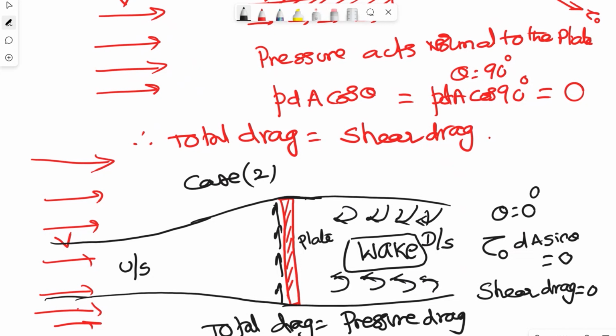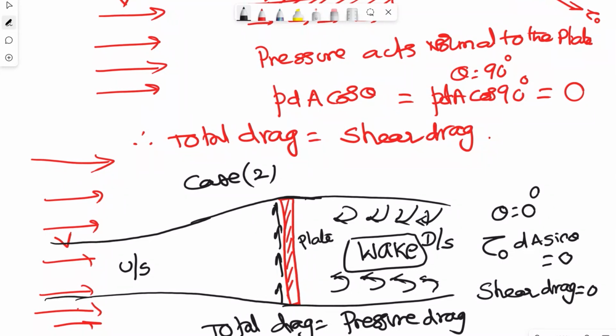I took two extreme cases: body parallel to the flow, body perpendicular to the flow. Body parallel to the flow, the whole thing is due to shear only. So the total drag is shear drag. Body perpendicular to the flow, there is a pressure difference on upstream and downstream. So the total drag is due to only the pressure drag. The shear drag is 0. So now naturally, if you keep it in the inclined position, now both will act.